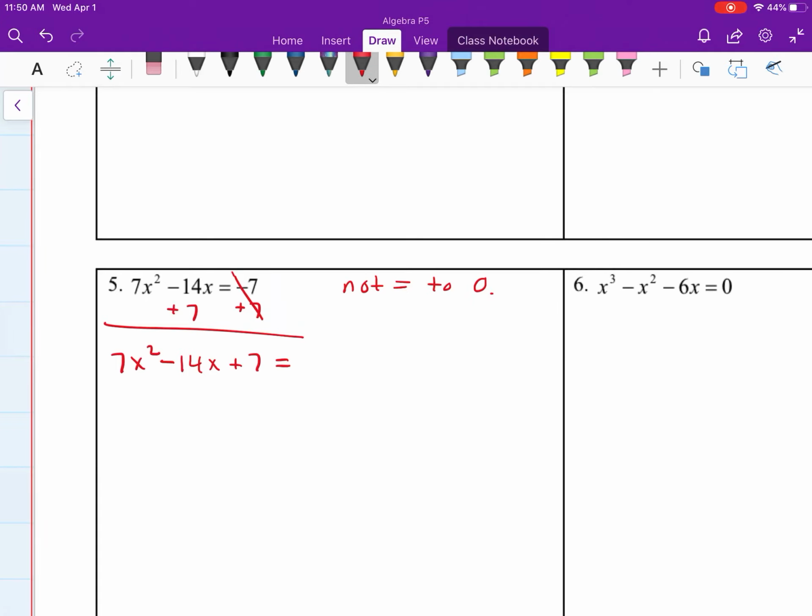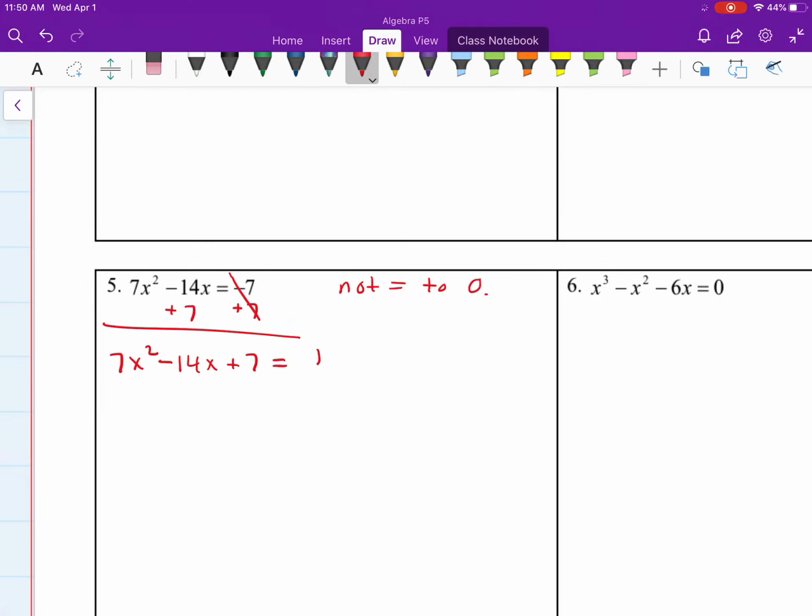7x squared minus 14x plus 7. Okay, I wrote that as a trinomial because none of those are like terms. You can't combine them. And negative 7 plus positive 7 cancels out. And when it cancels out, it becomes 0. Negative 7 plus 7 is 0. And now we can solve this, but you have to factor it.